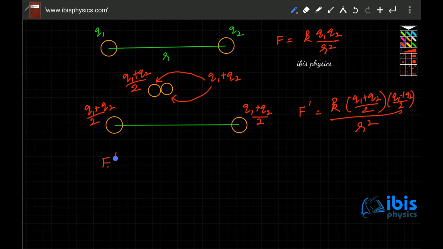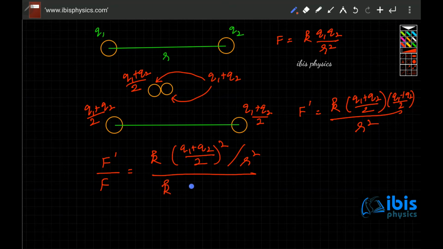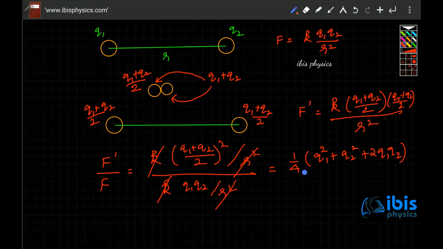So let us divide the second equation by the first equation, left hand side by left hand side. This is K into ((q1 plus q2) by 2) whole square by r square, whole divided by K q1 q2 by r square. K and K will be cancelled, r square will be cancelled. You will be left with ((q1 plus q2) by 2) whole square by q1 q2. So it is 1 by 4 into (q1 plus q2) whole square, which is q1 square plus q2 square plus 2 q1 q2, whole divided by q1 q2.